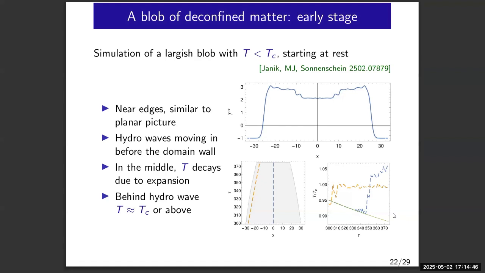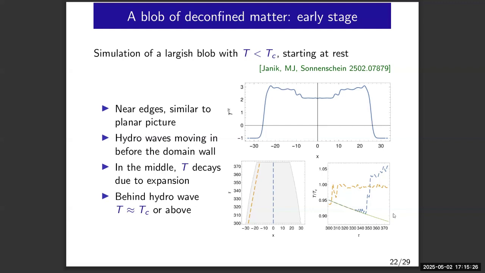And near the edges, you have a picture which is similar to the results that we obtained in this letter. So I'm showing here, at an early stage of time, the profile of the energy density as a function of x. These are the domain walls, but there is also this other feature here, and these are actually the hydro waves which are going in towards the center of the bubble. So there are these hydro waves.